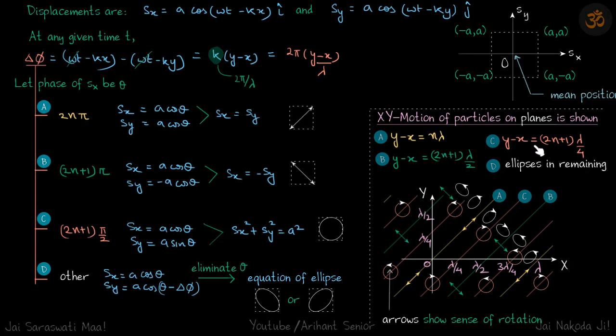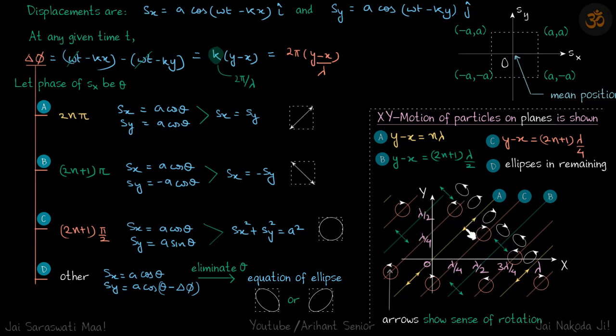Sorry, this one. This is lambda by 4. Odd multiples of lambda by 4. So that is lambda by 4, 3 lambda by 4. This is odd multiples of lambda by 2. So there the particle will travel like this. So there the motion of the particle will be like this.